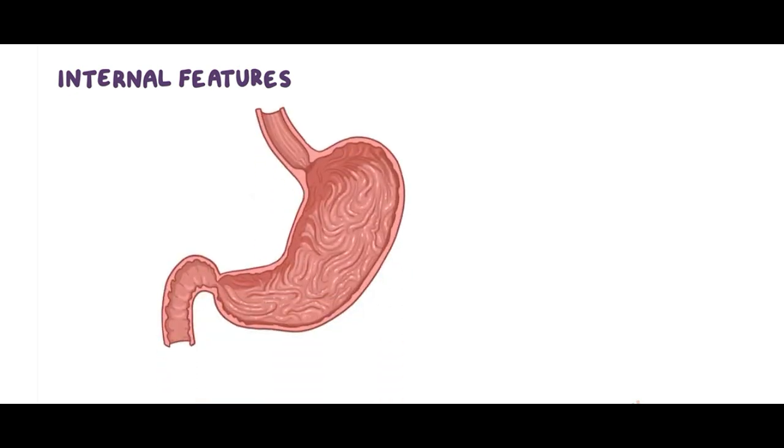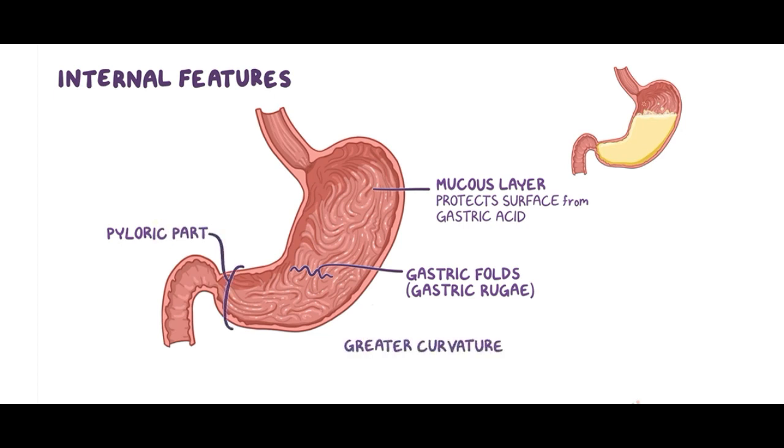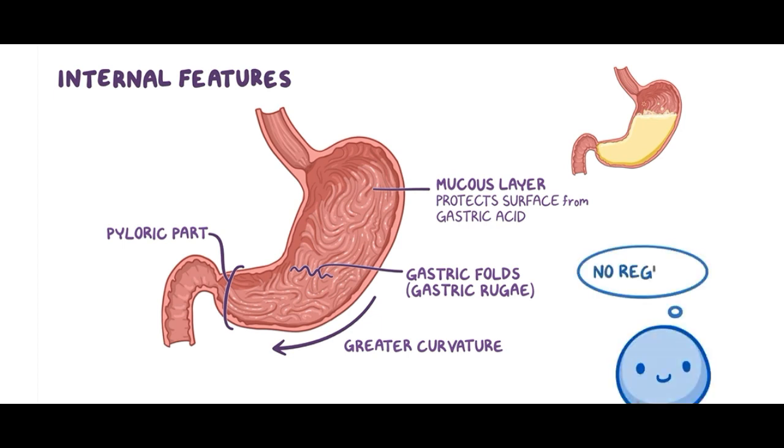The internal features of the stomach. The interior of the stomach is covered by a mucus layer that protects its surface from the gastric acid secreted by the stomach's glands. When the gastric mucosa contracts, it forms longitudinal wrinkles called gastric folds or gastric rugae, which are most obvious toward the pyloric part and along the greater curvature. These gastric rugae will diminish and disappear when the stomach fills and distends, which is often the case when that one bite of pizza actually turns into eating the entire pizza.